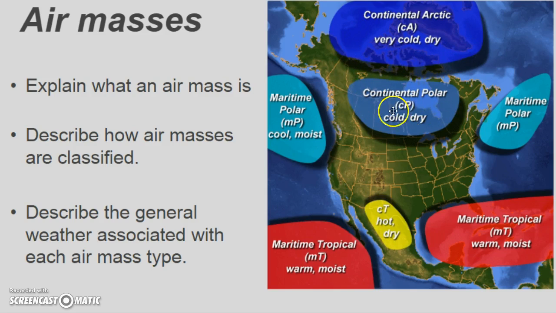Now if I look at this picture, I've got all these labels, and you'll see a lowercase letter next to a capital letter, and they all mean something. This is what we're going to be making sense of, because where we live here in the Chicagoland area, we're going to have some very specific air masses that are, let's just say, affecting our weather.